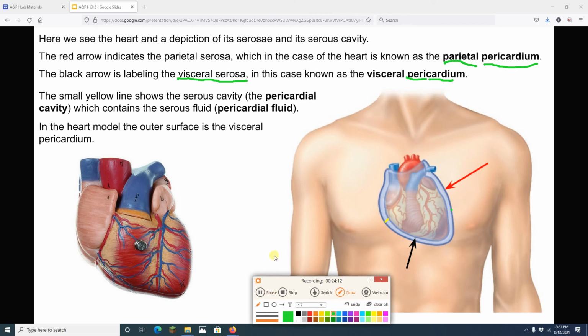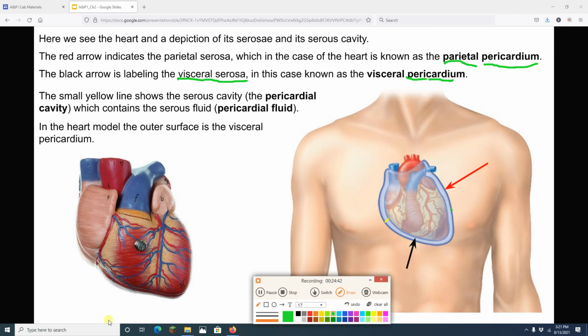All right. So the heart here is surrounded by a double membrane. The inner one is the visceral pericardium, black arrow. The outer one is the parietal pericardium, red arrow. The space between is the pericardial cavity. In there is a little bit of fluid. So again, notice that the heart itself is not in that space. There's just fluid there. But the heart is definitely associated with it, like we said earlier.